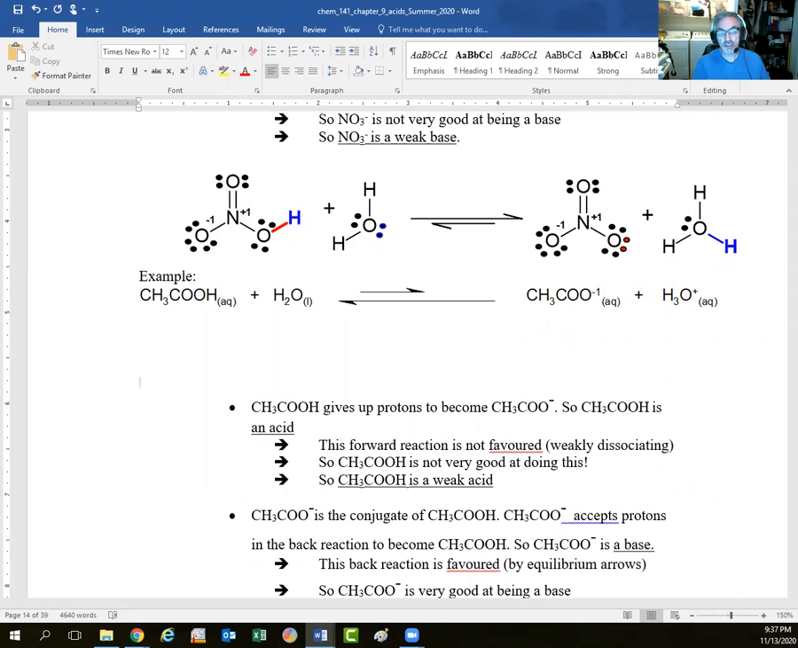So if we look at the chemicals we have in play here, the CH3COOH, looking for its conjugate partner across the reaction. There it is there, the CH3COO-. We notice its conjugate.